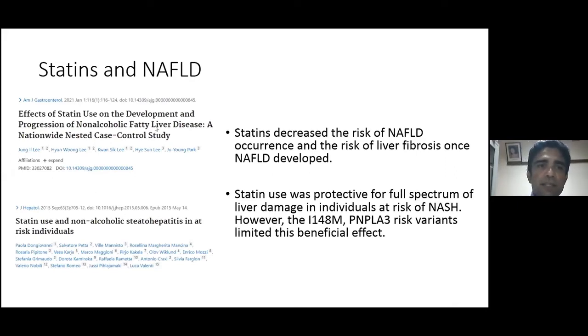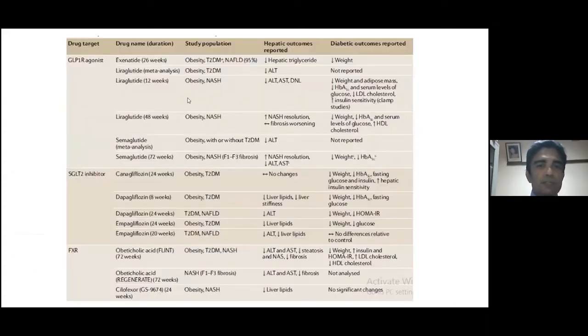So these are some of the new agents and anti-diabetic agents which have been shown to be beneficial in the management of non-alcoholic fatty liver disease. GLP-1 receptor agonists, liraglutide and semaglutide, have been shown to achieve NASH resolution. However, they have not shown any effect in reducing fibrosis. SGLT inhibitors, empagliflozin is the drug which is available in Sri Lanka. It has been shown to improve liver profile.